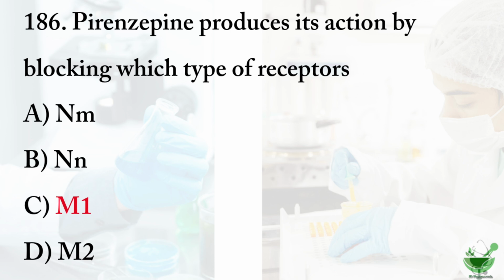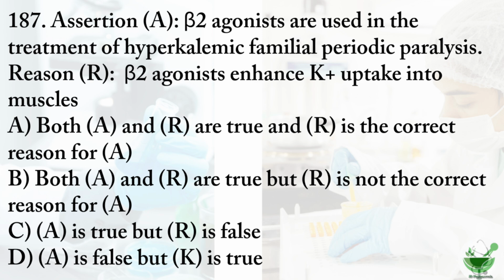Then question number 187. So in this question, assertion and reason is given. So we have to find out which is true and which is the correct reason. The first assertion, beta-2 agonists are used in the treatment of hyperkalemic familial periodic paralysis. Reason, beta-2 agonists enhance potassium uptake into muscles.